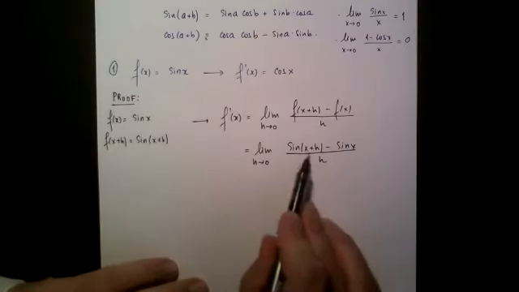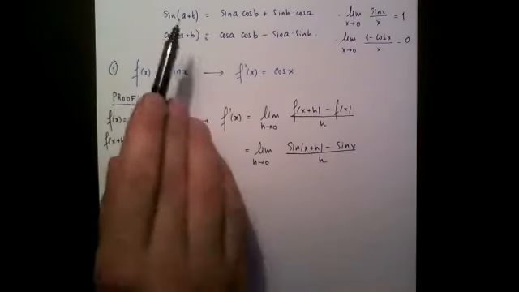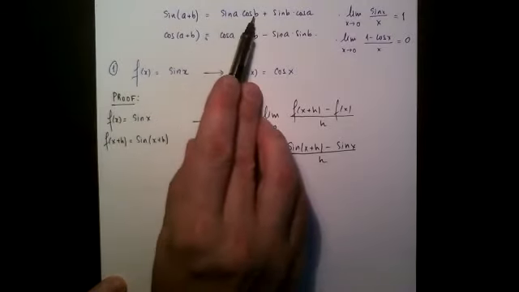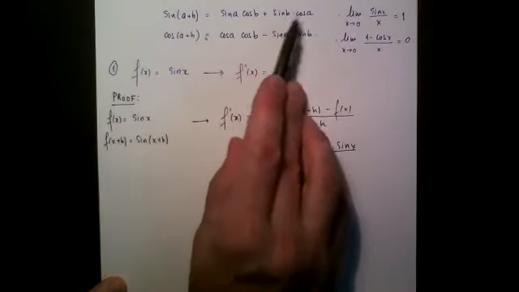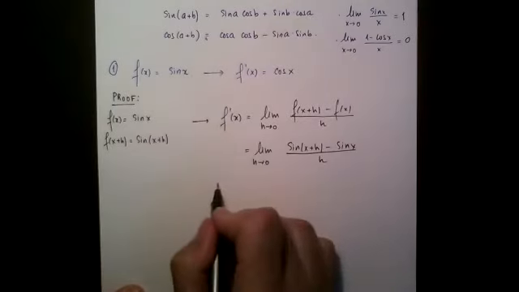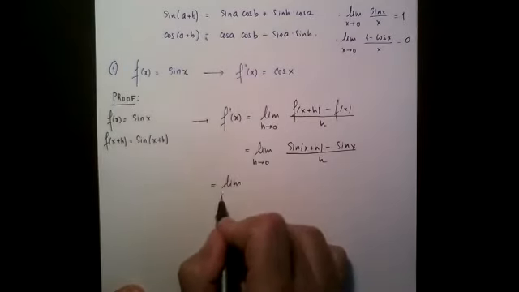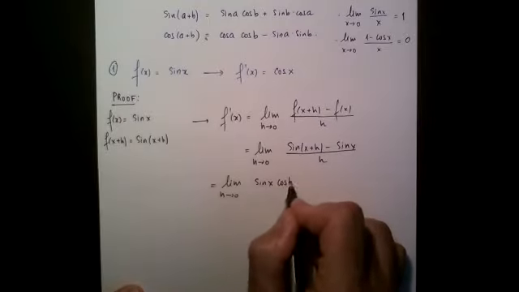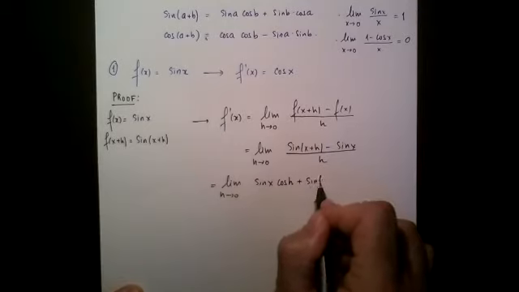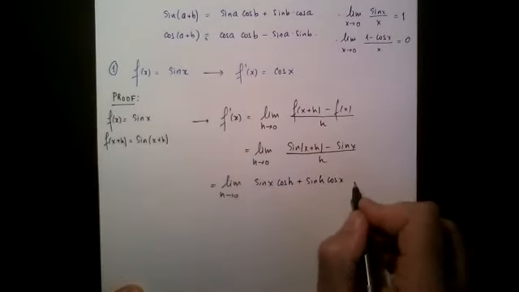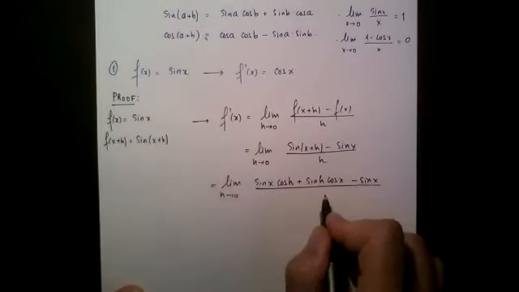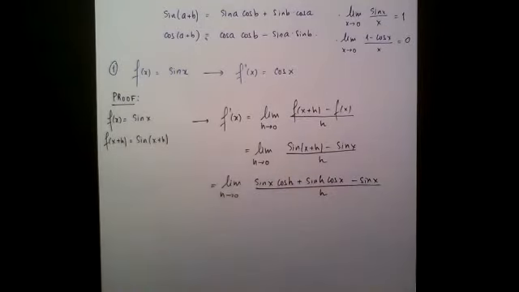Now sine of x plus h, same as sine of a plus b, so sine x cos h plus sine h cos x. Let me write it down. So it's equal to the limit as h approaches 0 of sine x cos h plus sine h cos x, minus sine x, all of this over h. Is this step okay?